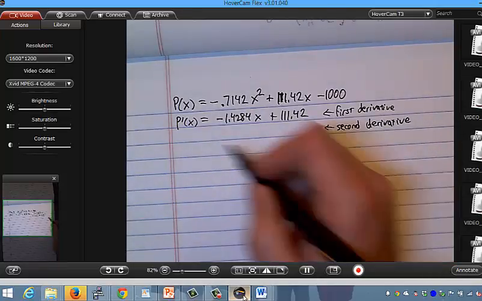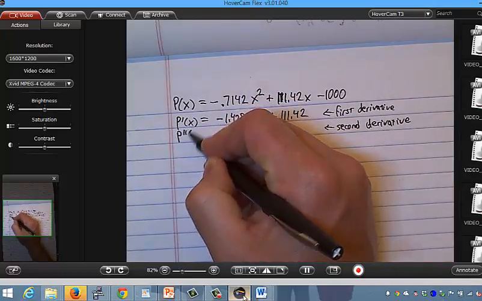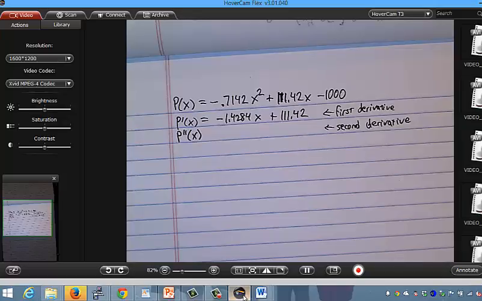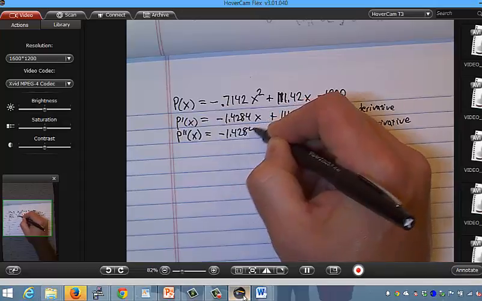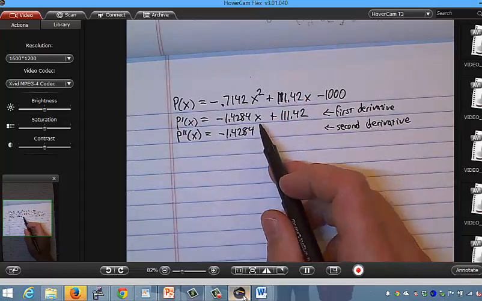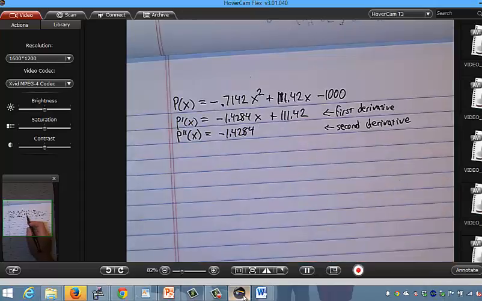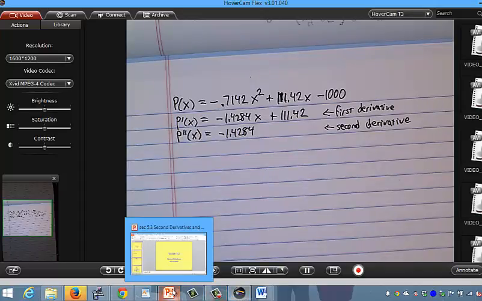The second derivative here, p double prime of x is the way you're going to write it. It's just the derivative of the first derivative. So what would it be? It would be -1.4284, because the derivative of x is 1, and the derivative of any constant is 0. So in this example, it's just a number. Usually it's going to be another function. I mean, that is a function, it's just a constant function. So there's my first example of a second derivative.